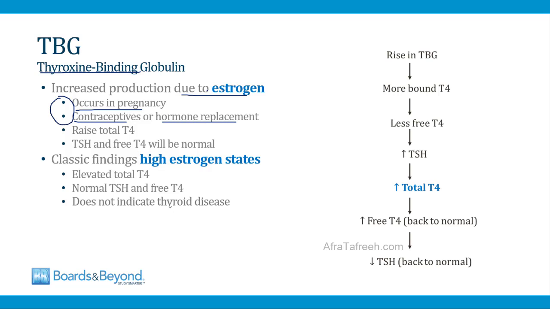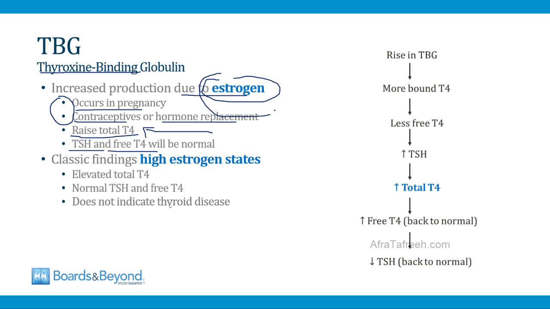All of these things, because they involve high levels of estrogen, will cause the TBG level to go up, and that will raise the total T4. The TSH and the free T4 will be normal. These women do not have thyroid disease, but they have a high total T4 level, and that's because of the high levels of estrogen. To understand this better, let's look at this diagram I've created on the screen.